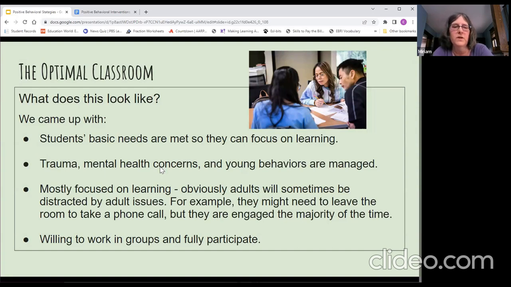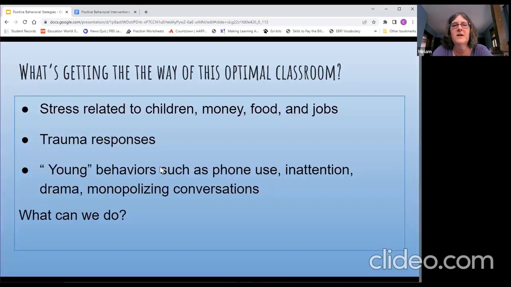And then what's really important for us is that we really like it when people work in groups and fully participate. I truly believe the students will learn more from each other than they will learn from me, for a variety of reasons. So when you don't have this optimal classroom, it doesn't feel very good as a teacher, and you don't feel like you're really meeting the needs of your students. So that's one reason we're talking about the behaviors.